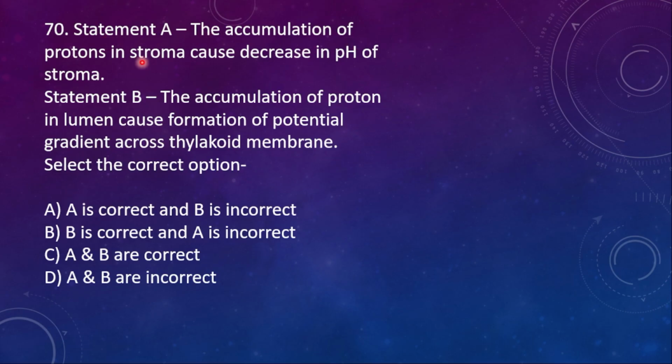70th one. Statement A: the accumulation of proton in stroma causes decrease in pH of stroma. B: accumulation of proton in lumen causes formation of potential gradient across thylakoid membrane. Select the correct option. Here the correct option is option B. B is correct, A is incorrect.